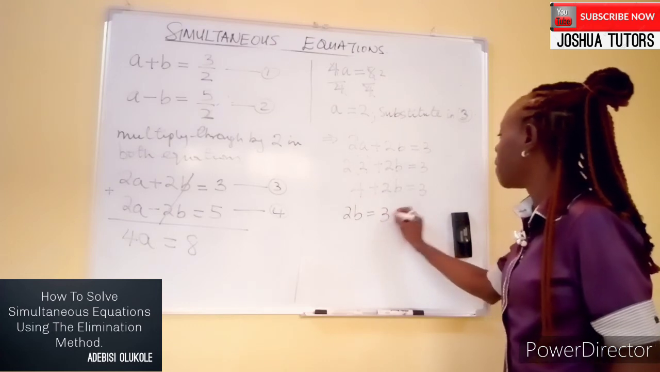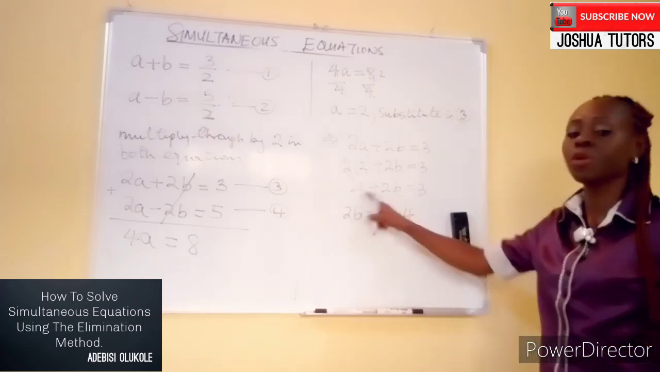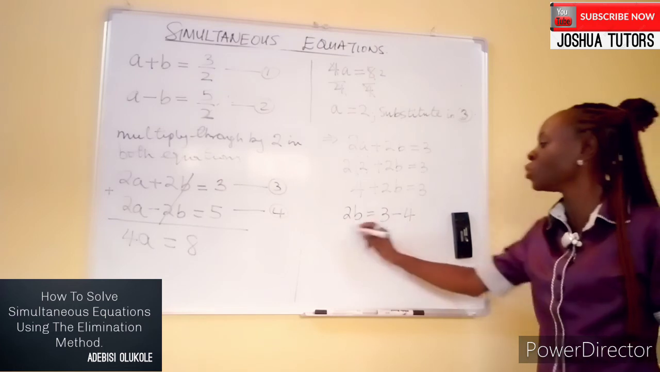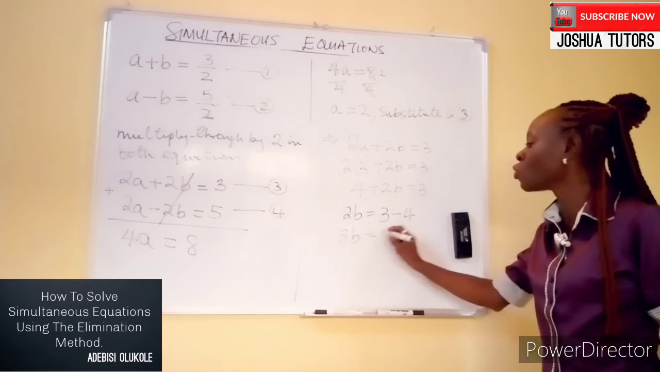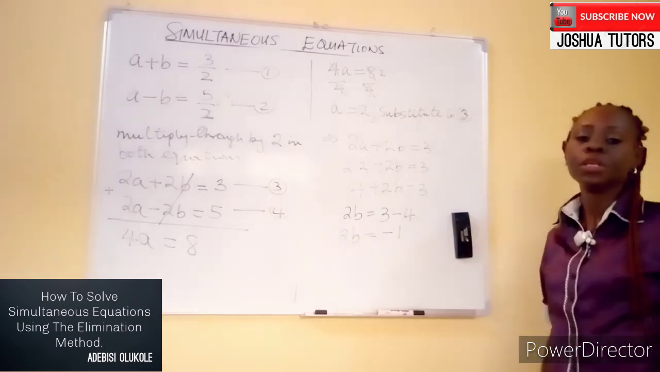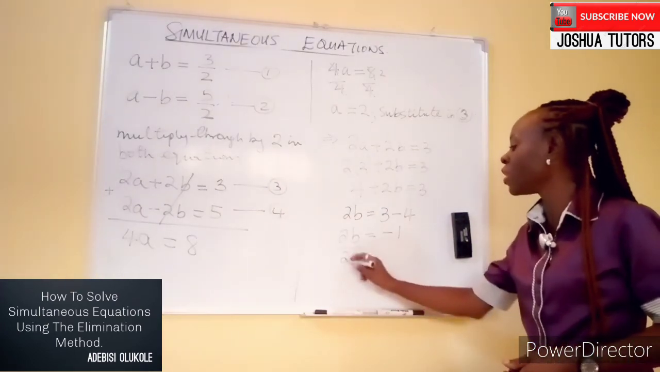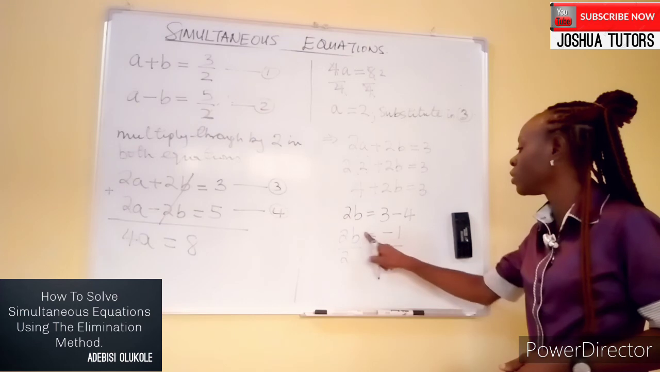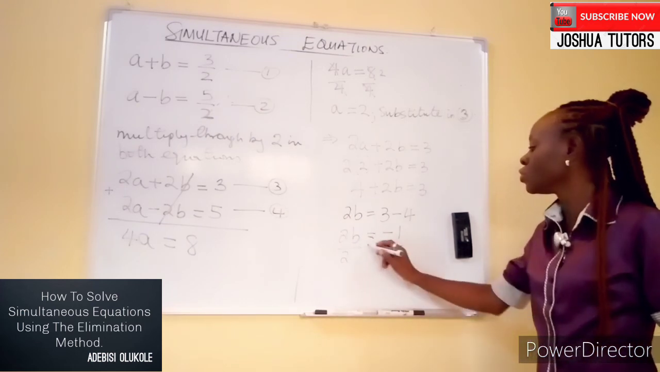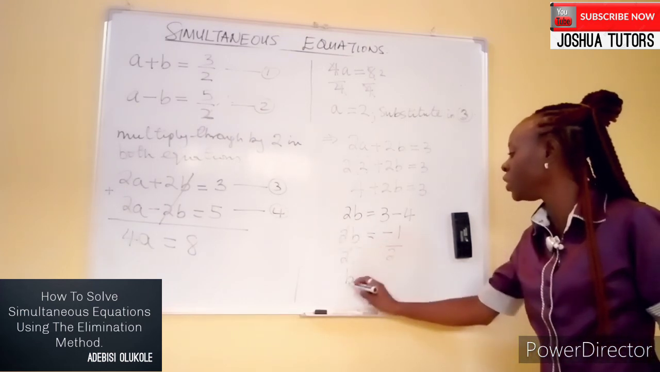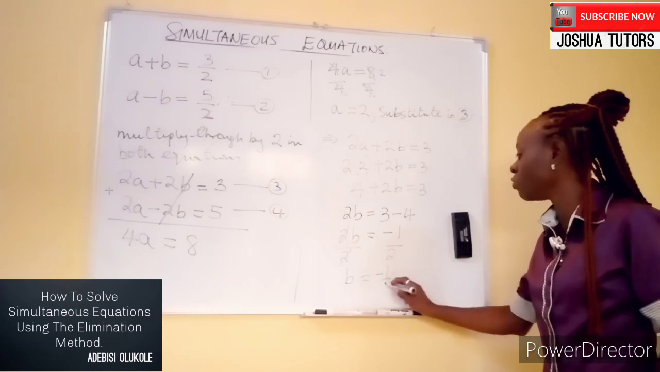equal to 3 minus 4. Plus 4 comes to the other side to become minus 4. So 2B equal to minus 1. Divide both sides by the coefficient of B. I have 2B over 2 and minus 1 over 2. So 2 cancels 2, I'm left with B. B equal to minus 1 over 2.